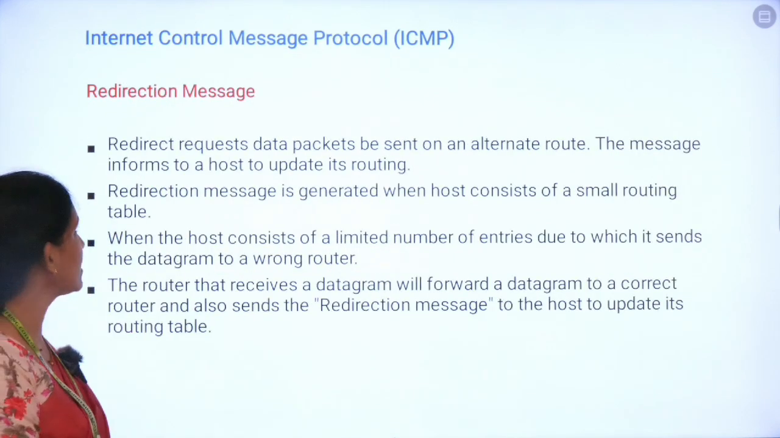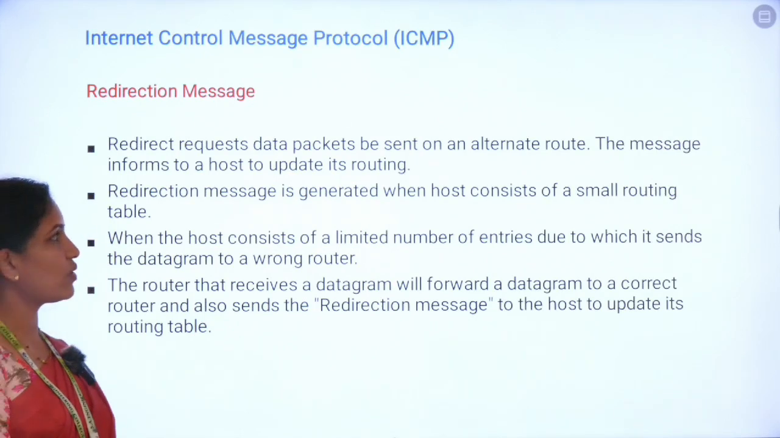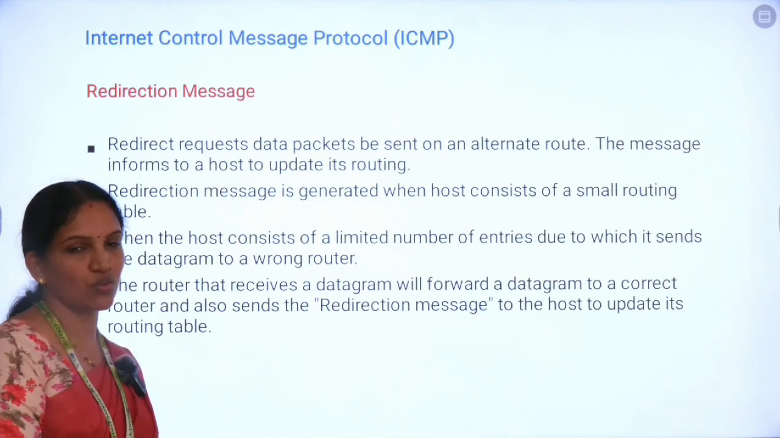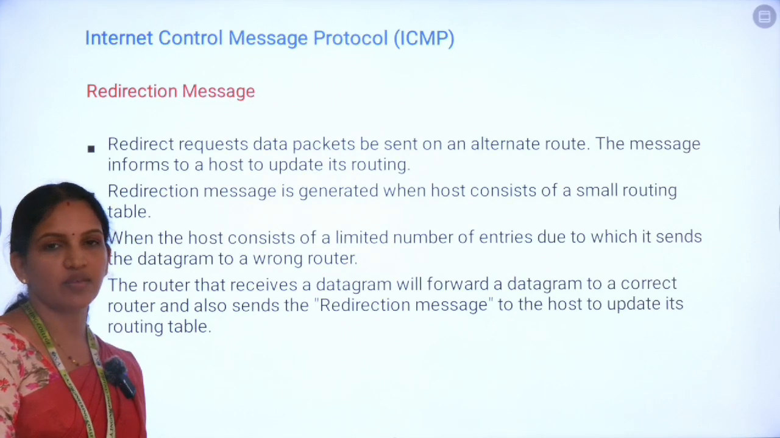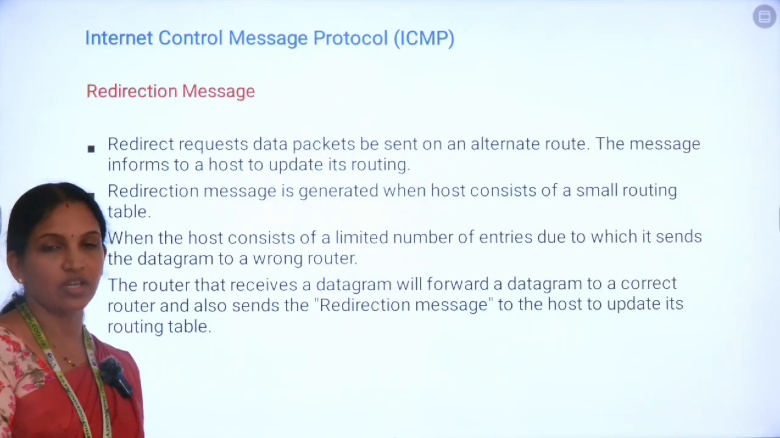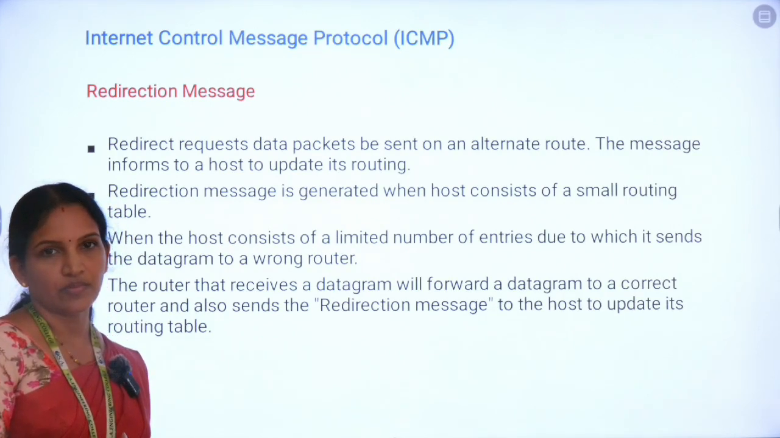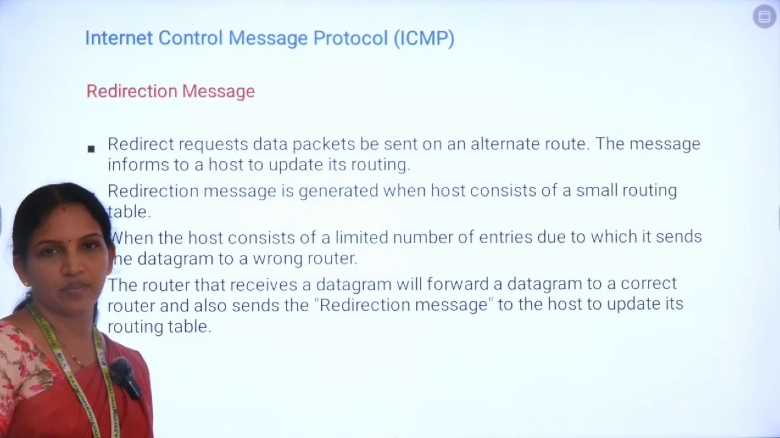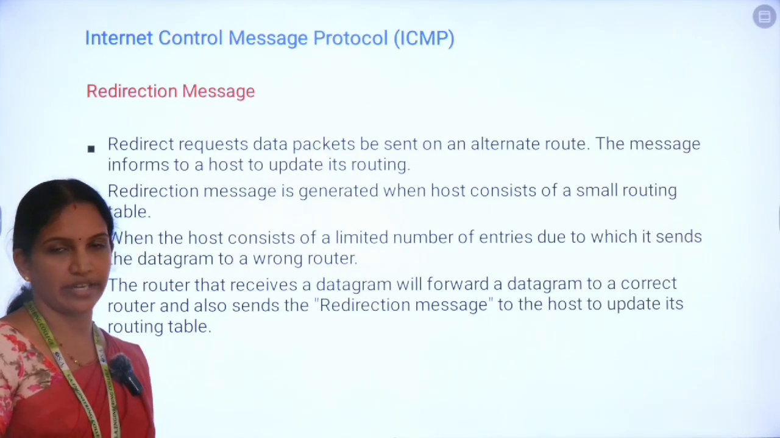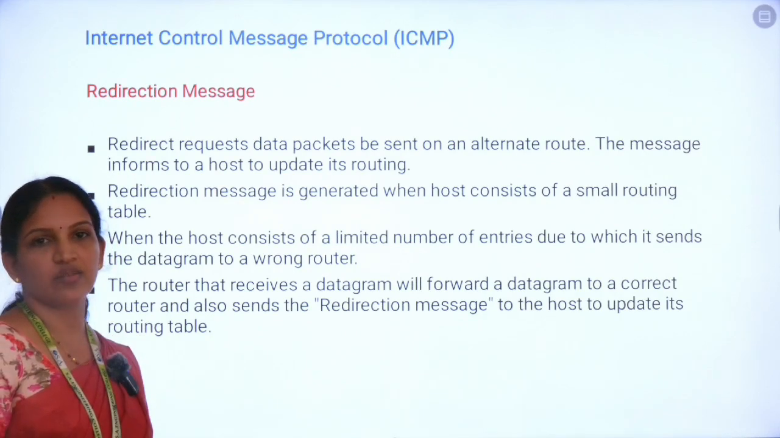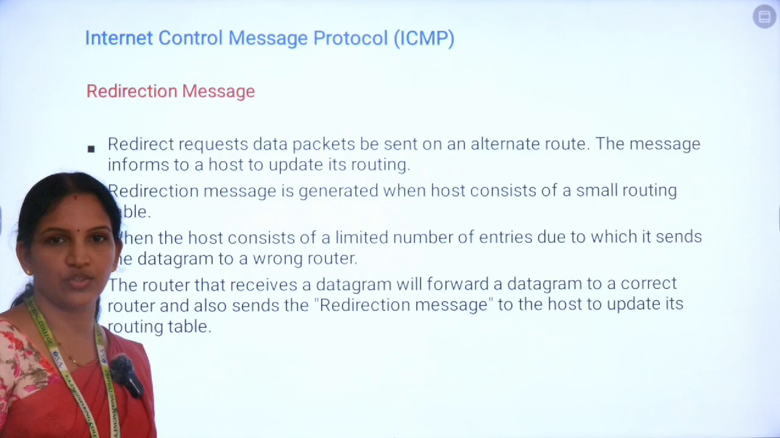The last message is called the redirection message. It requests that data packets be sent on an alternate route. It is actually used when the routing table of the sender is very small, so only a very small number of entries are possible in the routing table. With the available entries, it will be sending packets to the receiver. When a router receives a packet from a sender, if it identifies that an alternate route is available, which is a better route, then it can send a redirection message to the sender saying that an alternate route is available, so that it can send via the new route.